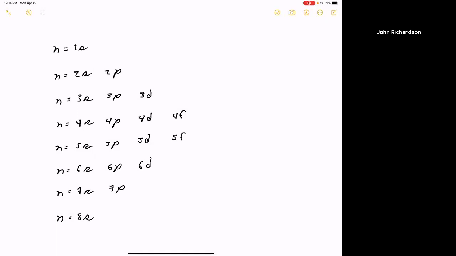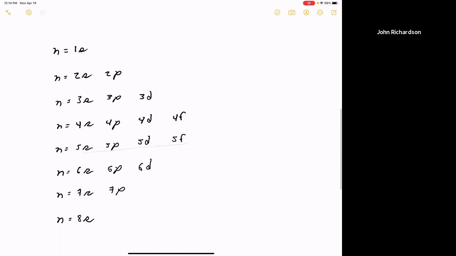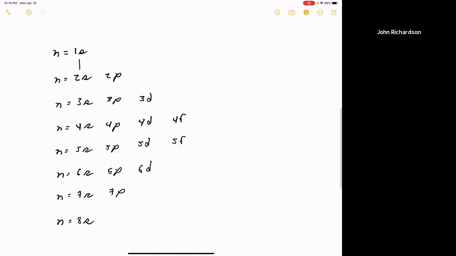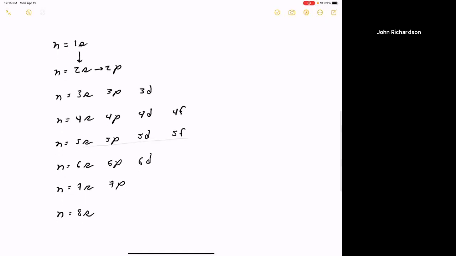So here's how this works. We're going to fill from top to bottom. So I'm going to start with the 1s, and I'll just show arrows to show you how this works. So 1s down to 2s. And then when I have to, I go across 2s to 2p. And then when I can't go across, I take a diagonal. So a 2p down to a 3s. Okay, so the trick is the diagonals. So watch what happens here.